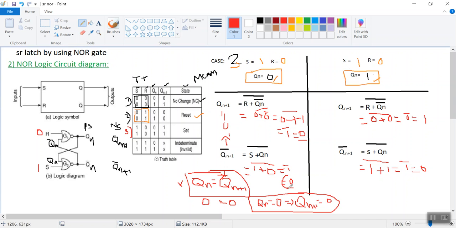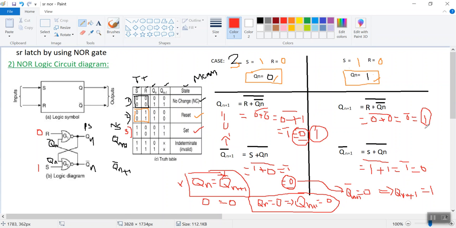Therefore here I would like to consider this as my statement. From the statement, whenever Qn plus 1 bar is equal to 0, by default Qn plus 1 is equal to 1 only. So whenever Qn plus 1 is equal to 1, Qn plus 1 bar is equal to 0. Therefore we can consider this value as 1. So here we got the value as 1 and here we got the value as 1. Therefore we can say that set state is occurring here.